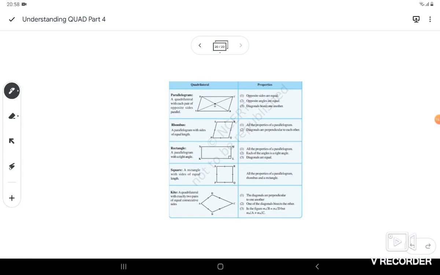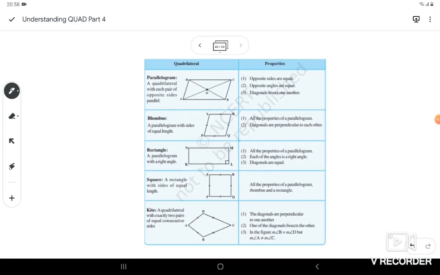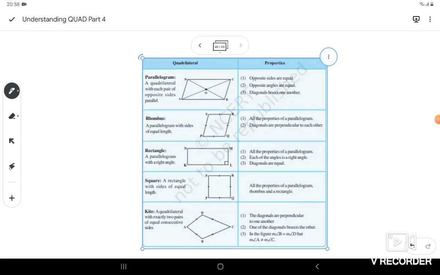Now for easy reference, NCERT has prepared a table so that you would be able to remember the types of the quadrilaterals that you have to study as well as their properties. So you can pause the video and read it for your reference.